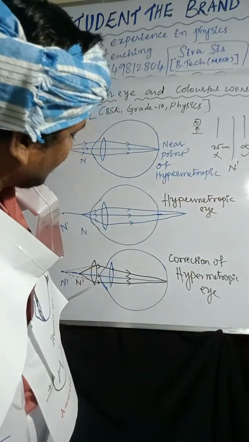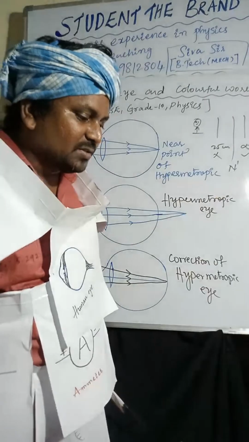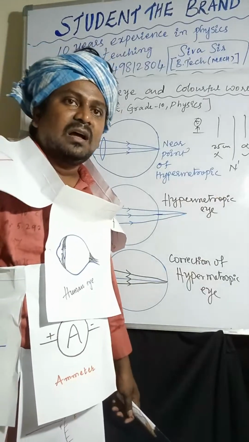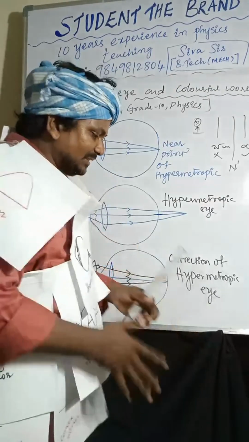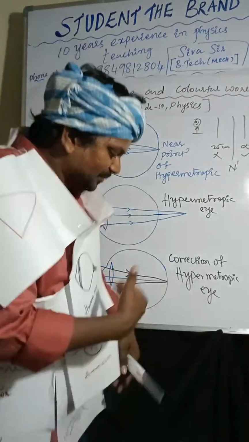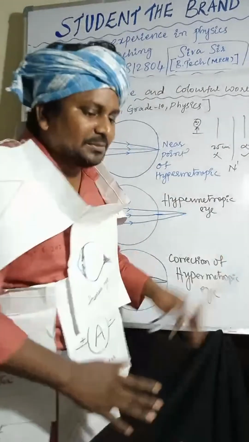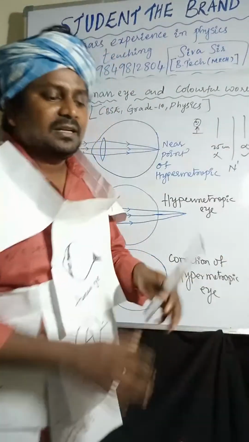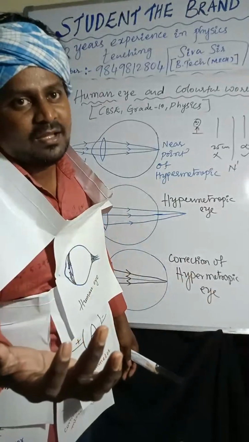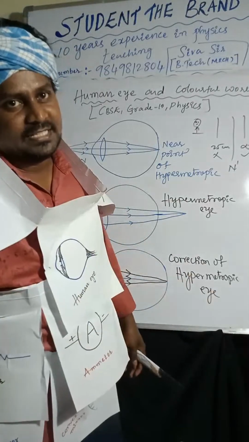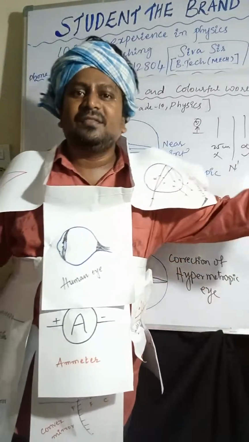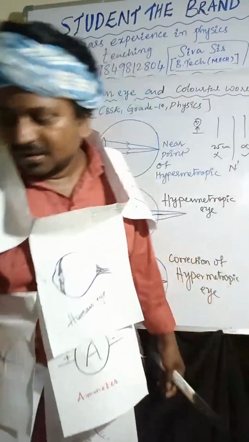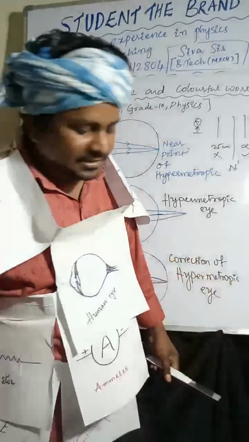The convex lens is there. So we can correct the defect of hypermetropia. We are correcting hypermetropia by using a convex lens. Yes or no? Now we are going to the next one.